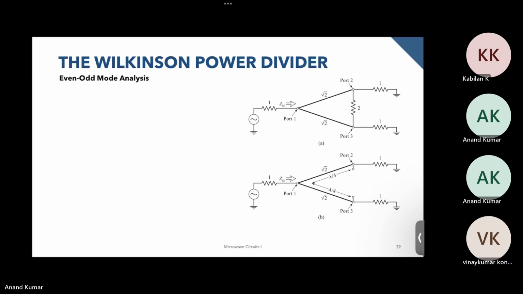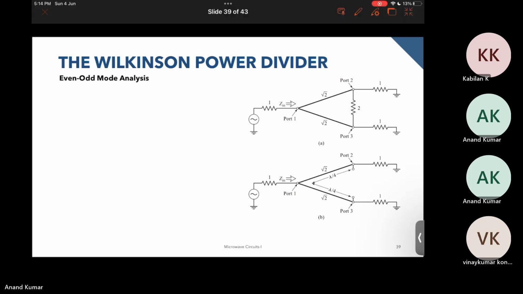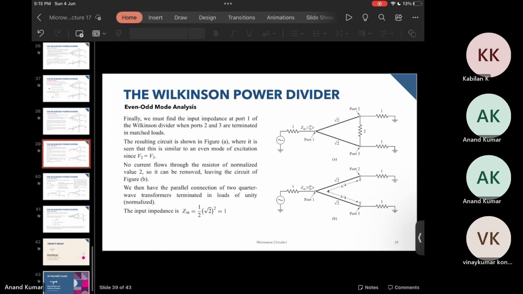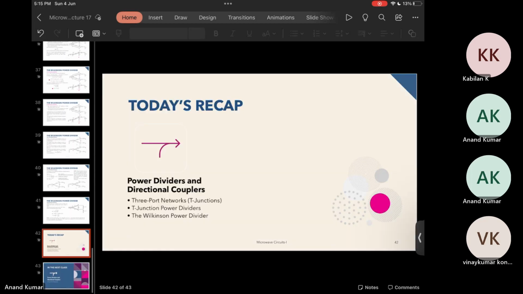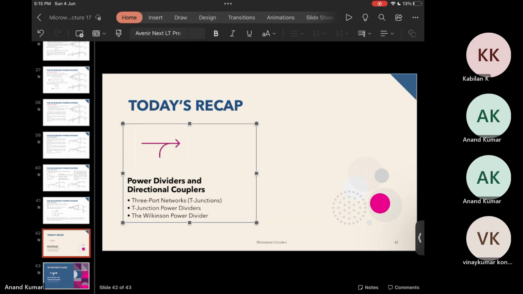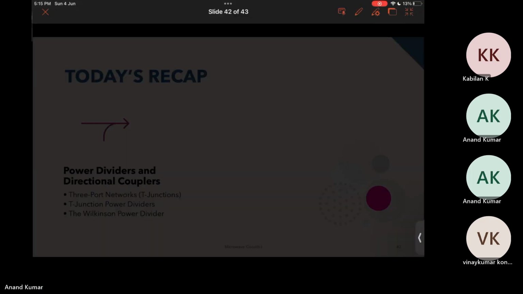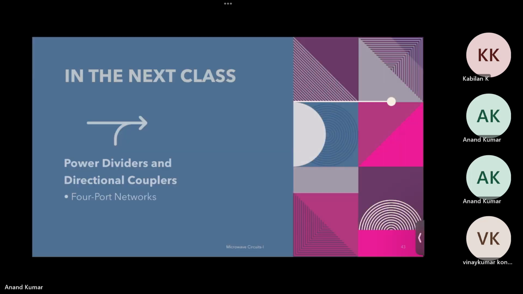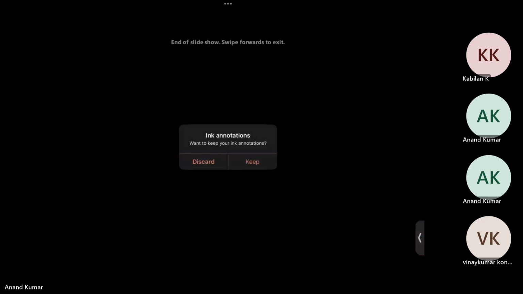We only had a couple of slides more, 3-4 slides. So we have covered 3-port networks and T-junction power dividers. We will finish the Wilkinson power divider in the next class, and then start with 4-port networks as well.